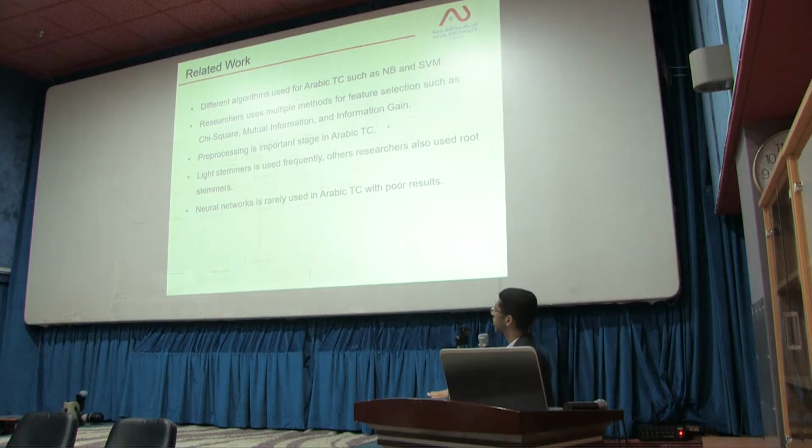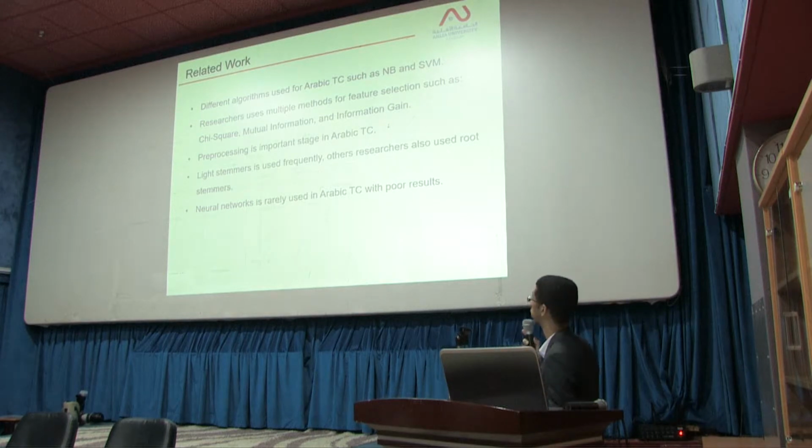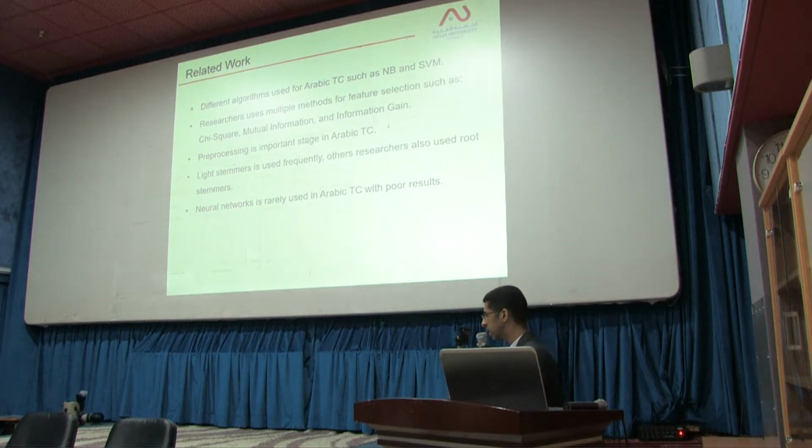From my study of the literature, researchers use multiple methods for feature selection, such as chi-square, mutual information, and information gain. All of these have been applied. My research is to apply one of them, the best of those presented in the current literature. Another thing is that all the studies applied a pre-processing stage, because it is very important for Arabic text to clean the data and present it in a well-formatted way to be used by the classifier.